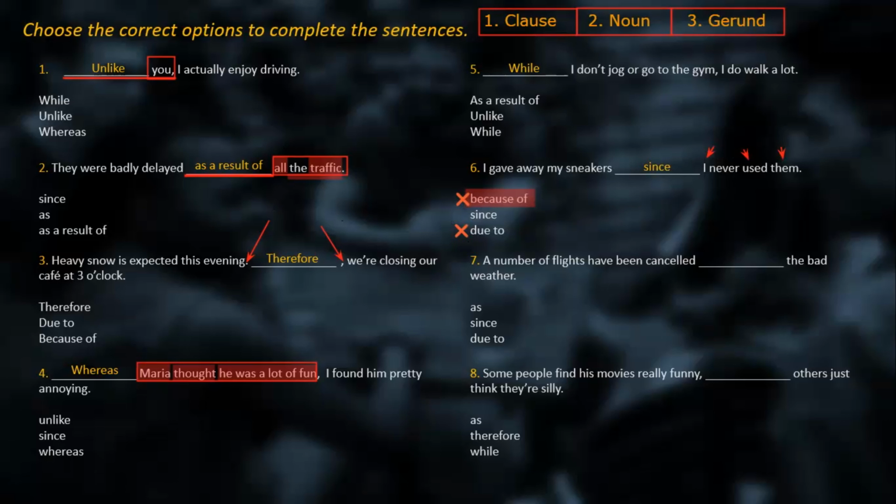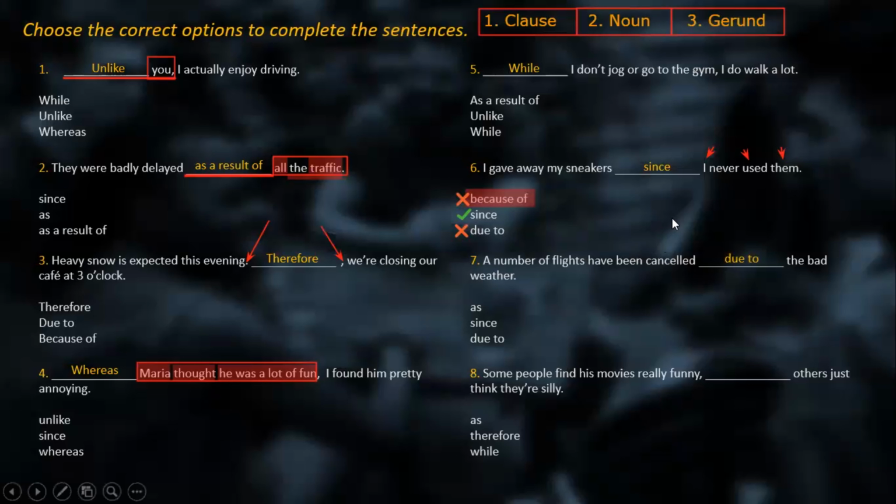What about number 7? What do we do? Okay, is this number 7 contrast or reason? It's a reason. What did you say? Phrase? Sentence? It's okay. The type of information? There is a noun after the blank. So we need to use due to. "A number of flights have been cancelled due to the bad weather." For sure, because the remaining piece of information refers to a noun, we need to use due to. Exactly. Let's go with the last one.